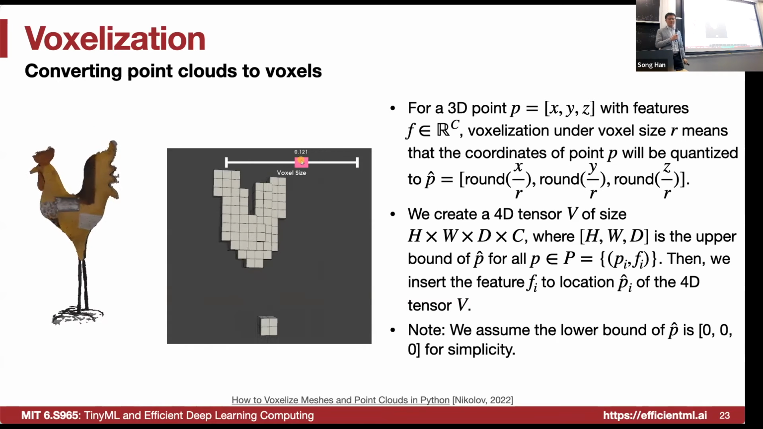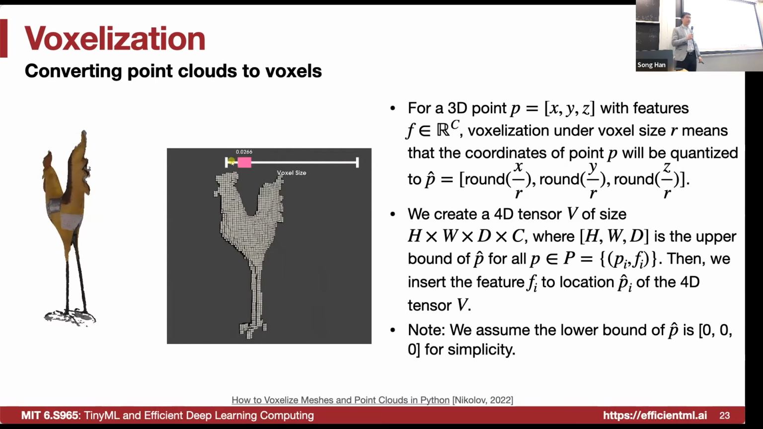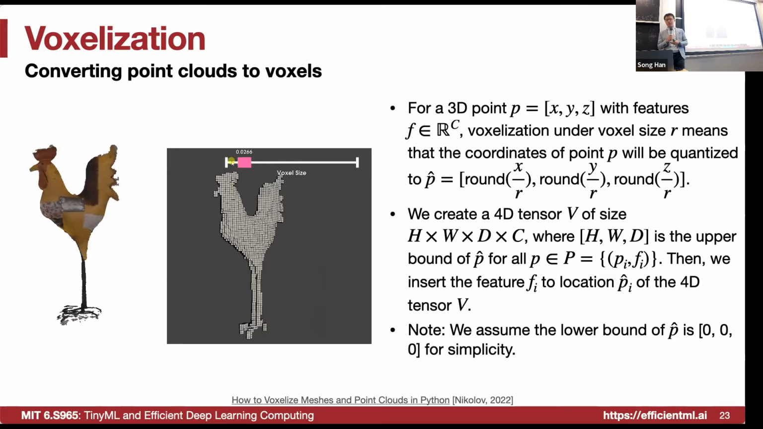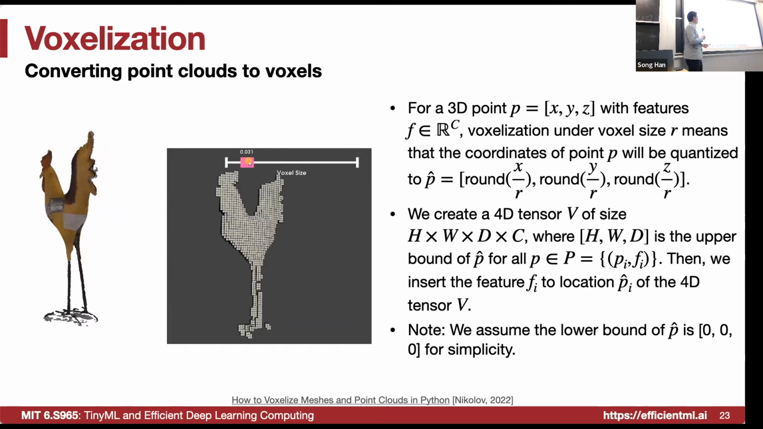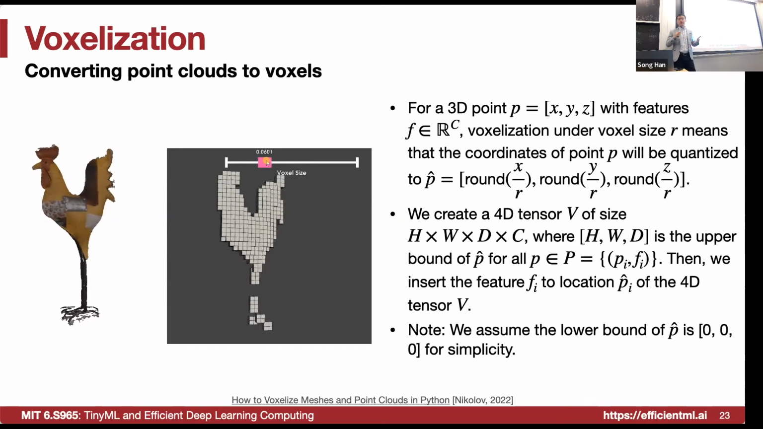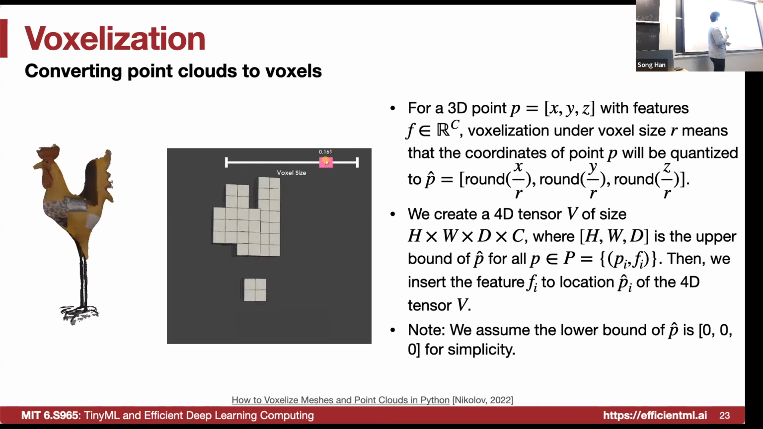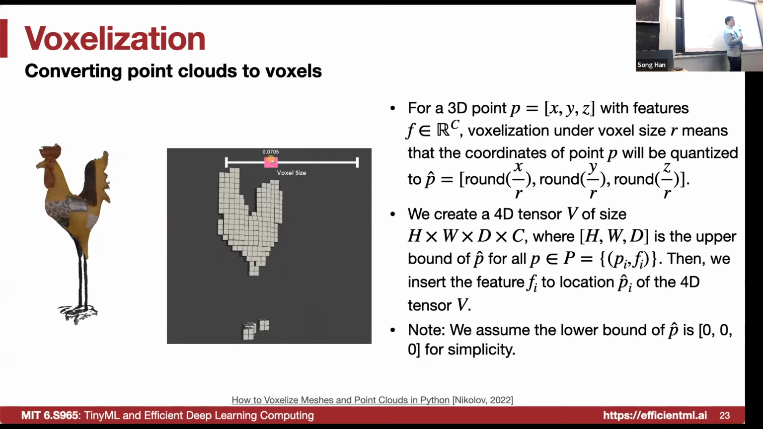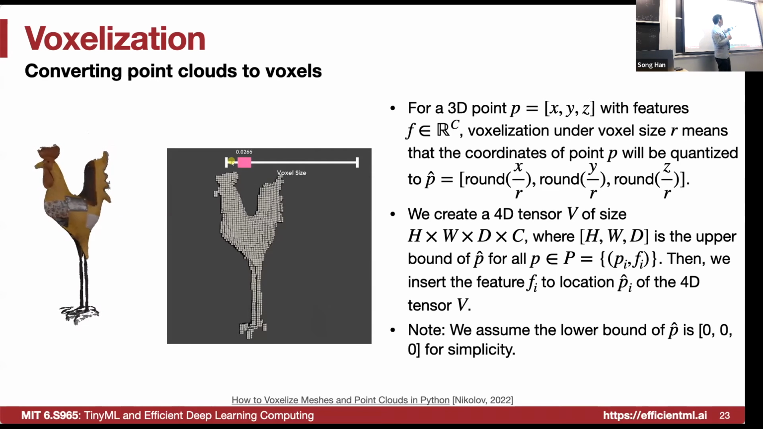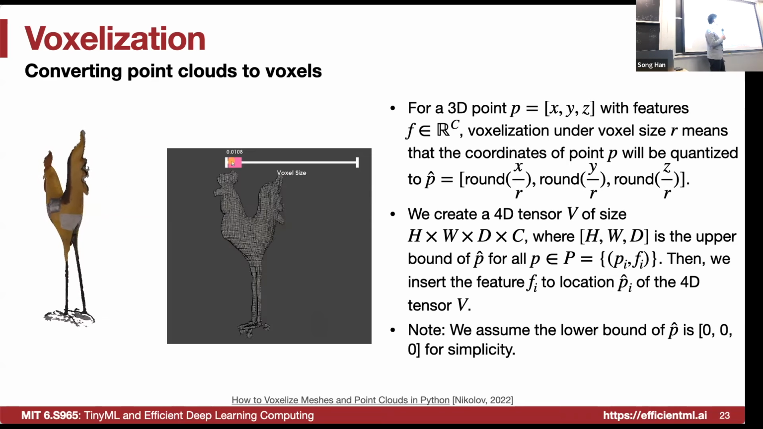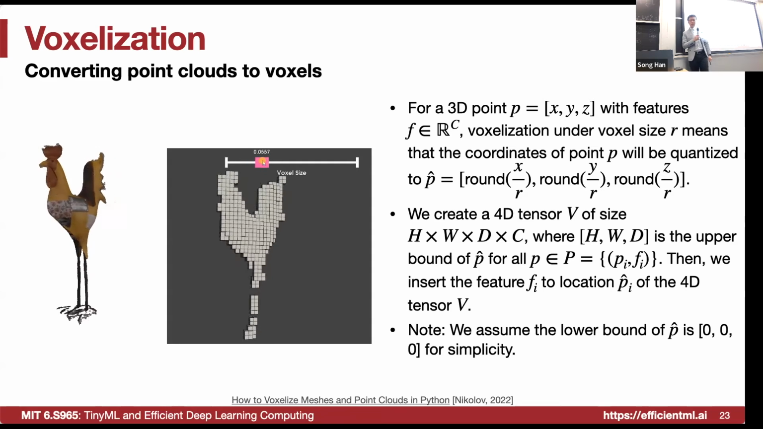For example, the lag, right? So the trade-off here is if we're using a much smaller voxel size, we have many voxels, which is going to take a lot of memory to store those voxels. But if we use a larger voxel size, we're going to lose a lot of information. So that is a trade-off. And here we are basically doing the quantization, right? Everything is rounded. And we have a 4D tensor, which is the upper bound of all the pixels, and then we insert a feature into the location in the 4D tensor V.